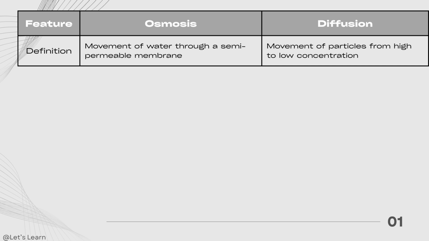First, definition. Let's begin with osmosis. Osmosis is a special type of diffusion that only involves water. It happens when water moves through a semi-permeable membrane from an area with more water or less solute to an area with less water or more solute. Diffusion, on the other hand, is the movement of any kind of particles, not just water, from a region of high concentration to low concentration. It's basically particles spreading out naturally.